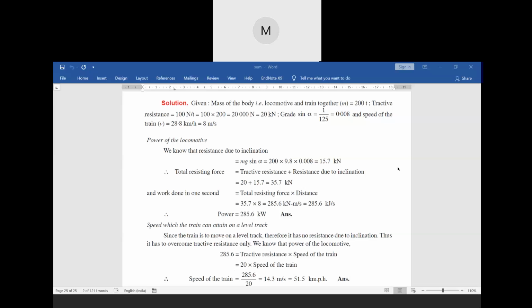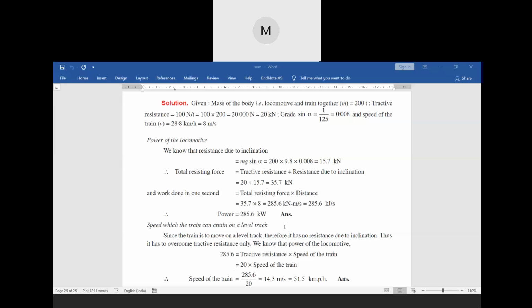Now total resisting force is tractive resistance plus resistance due to inclination. Now the tractive resistance, if you can see, we found out in the form of newtons, right? Tractive resistance we found out in the form of newtons. Okay?